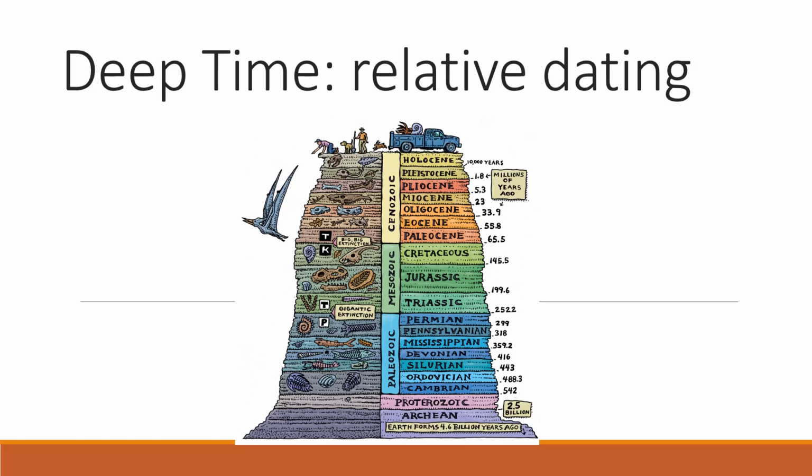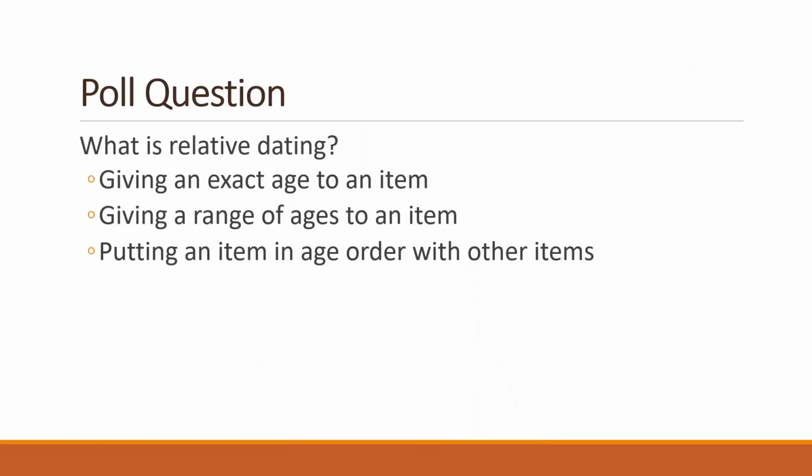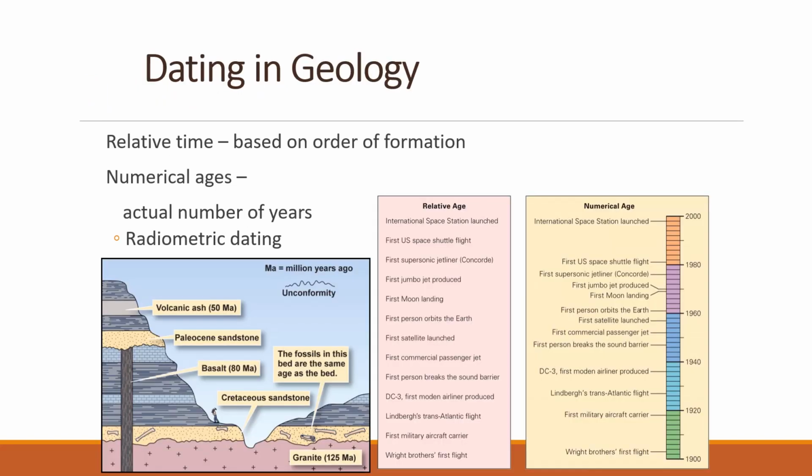So we can think about geologic time through different types of dating. We're going to start with relative dating. So what is relative dating? Is it giving an exact age to an item, giving a range of ages to an item, or putting an item in age order with other items? So relative dating is this last one. It's putting an item in age order with other items. So the idea is we're going to just put things into their order. We don't know the exact times they happened. We just know the relative order they happened in.